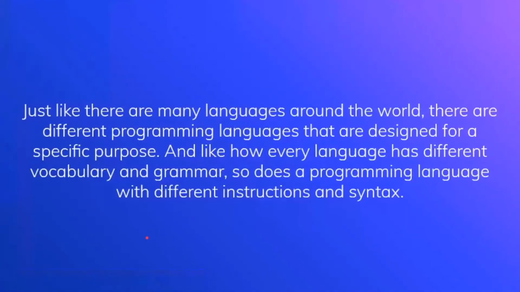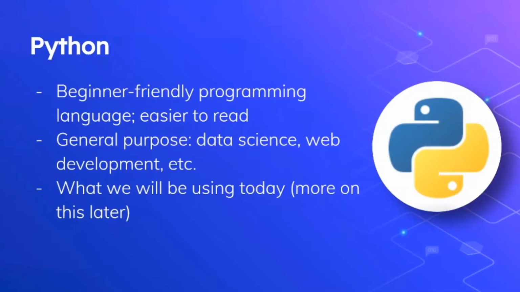So I'm just going to read this off. Just like how there are many languages around the world, there are different programming languages that are designed for a specific purpose. So there's not just Java, there's Python, C++, C#. There's also data querying stuff like SQL. Some programming languages are better for managing numbers and whatnot. Some are better for web design, so you've got HTML and all that. And just like how every language has different vocabulary and grammar, every programming language has different instructions and syntax. And so now I'm going to pass this off to Risa, who will talk about the different programming languages.